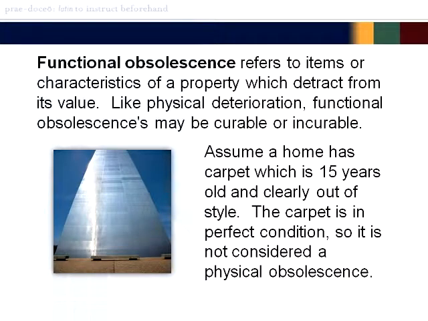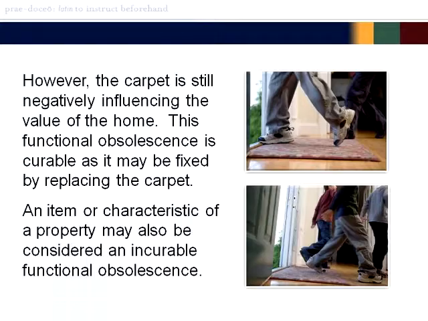Functional obsolescence refers to items or characteristics of a property which detract from its value. Like physical deterioration, functional obsolescence may be curable or incurable. Assume a home has a carpet which is 15 years old and clearly out of style. The carpet is in perfect condition, so it's not considered a physical obsolescence. However, the carpet is still negatively influencing the value of the home. This functional obsolescence is curable as it may be fixed by replacing the carpet.